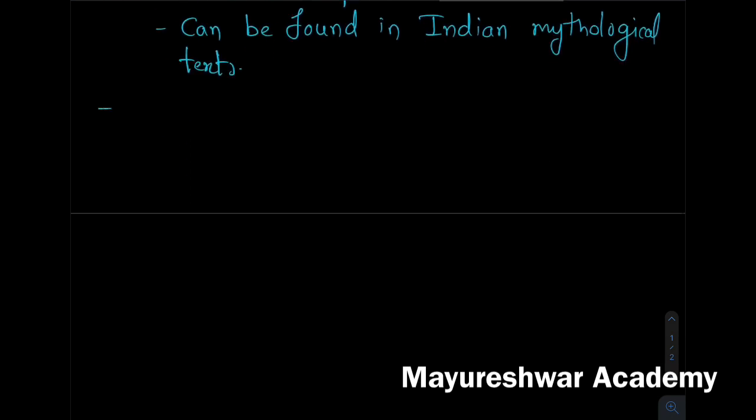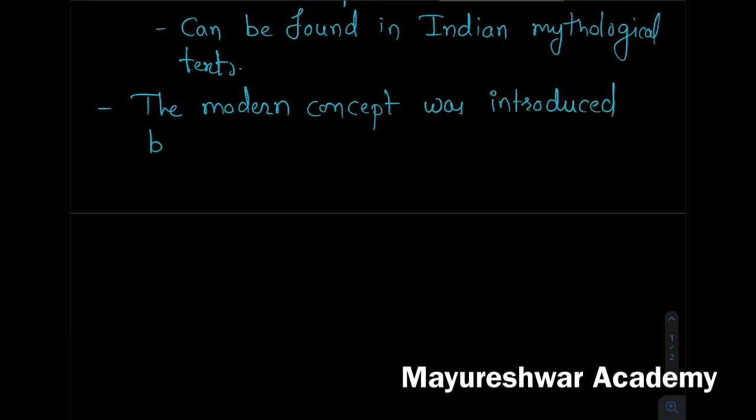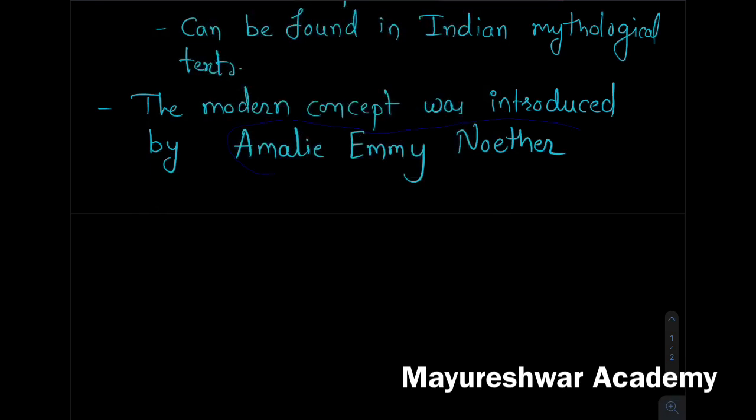The modern concept of this conservation was actually introduced mathematically by Amy Noether in 1915. She was a German mathematician.